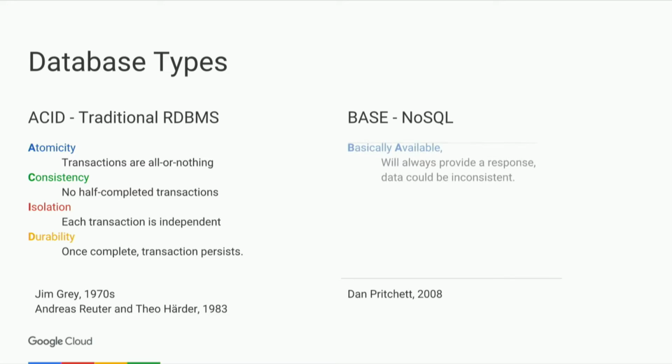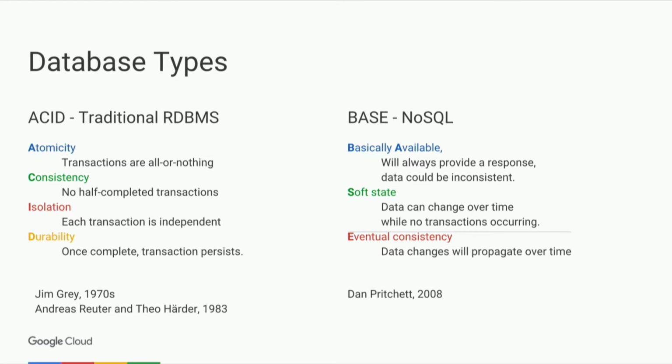This states that the database should be basically available. A response to a request will always be given, but no guarantees are given whether the data is consistent or even up to date. Soft state, the data state can change even while no transactions are currently occurring. These changes being caused by the E, which is eventual consistency. The data changes written to one node will propagate over time to all other nodes.